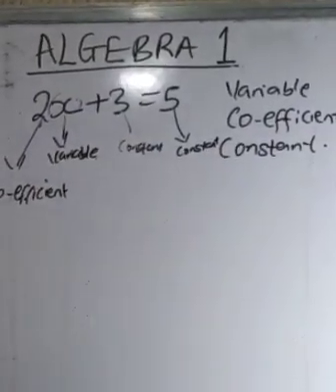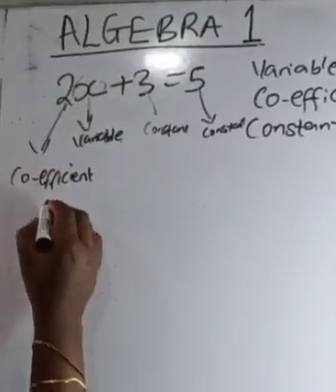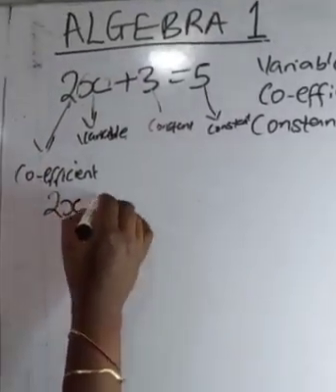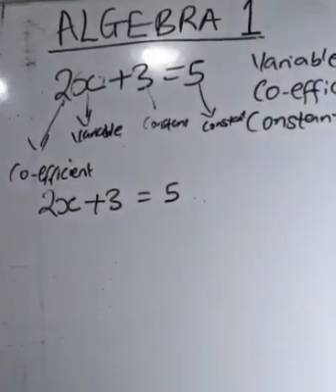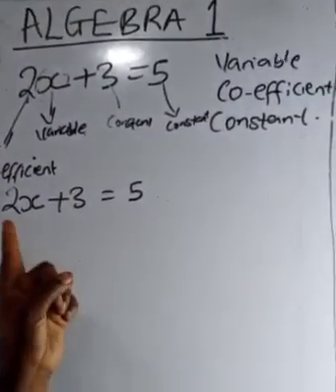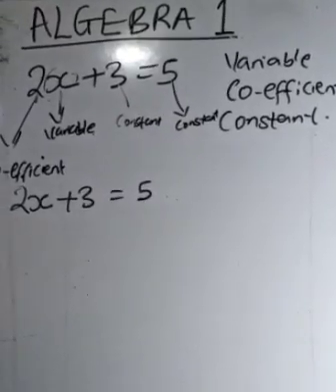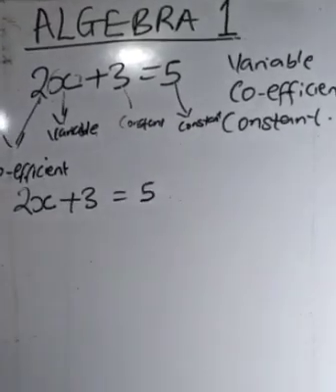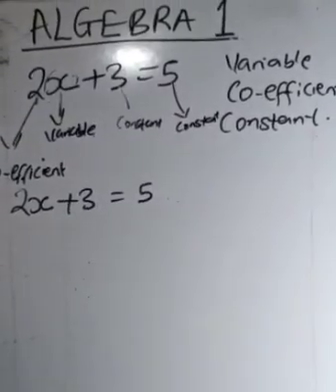We've gotten all the terms: the variable, coefficient, and constant. So let's move ahead to solve for the value of x. I'm just going to bring down the equation again. That's 2x plus 3 equals 5. Now, we need to understand something else. If you are solving for any variable, all the constants must move to one side of the equation, while the variables will stand on their own.